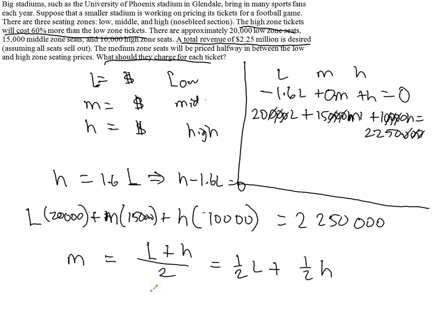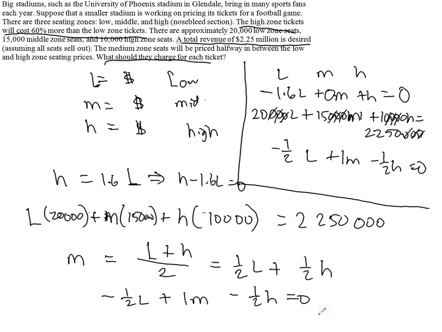In this case, I'll have to rearrange it to get everything on one side. So I'll write negative 1/2 L, I'm subtracting that over, plus 1M minus 1/2 H equals 0. So that gives me negative 1/2 L plus 1M minus 1/2 H equals 0. So now I'll summarize all of this here.